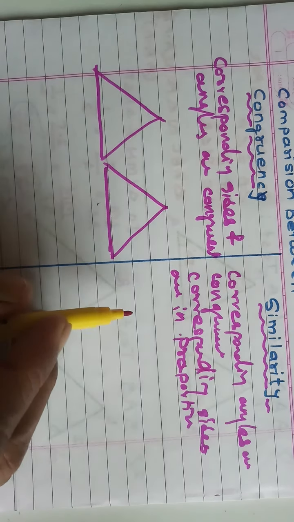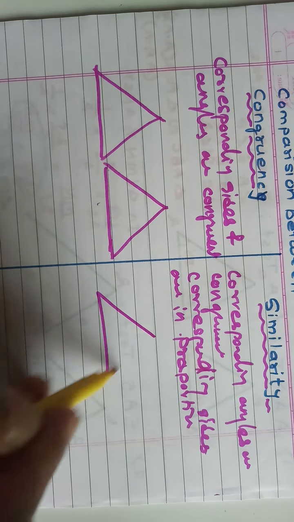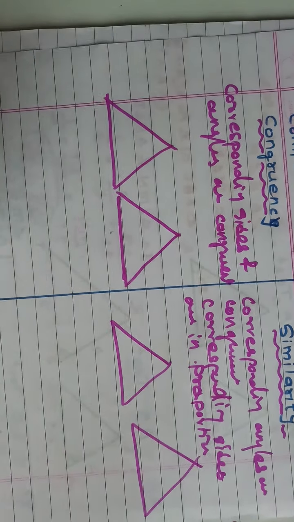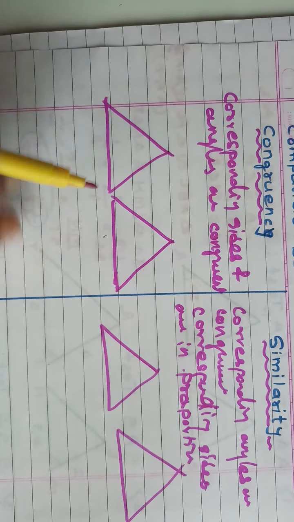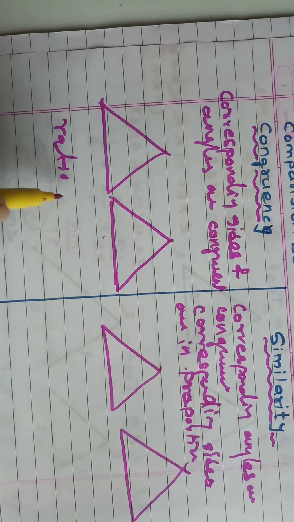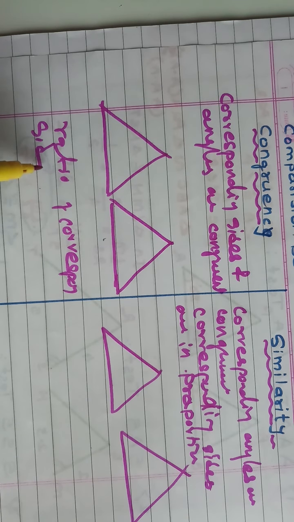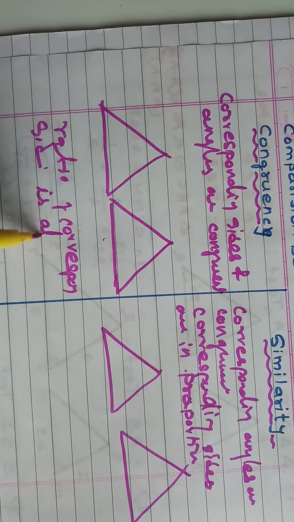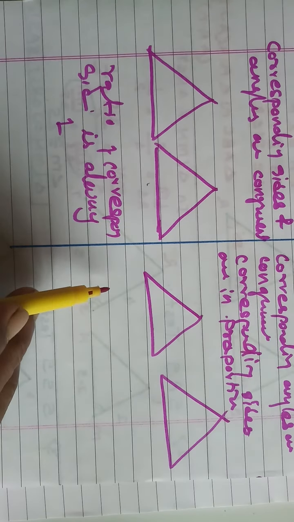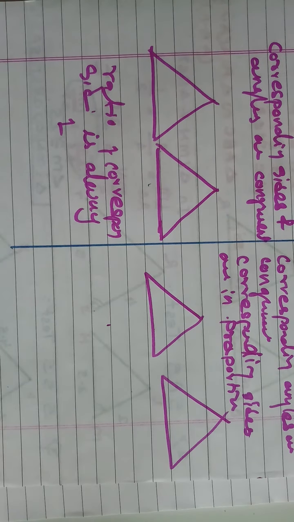But in similarity, it may or may not be possible. Sometimes one triangle is smaller than the other. So in congruency, the ratio of corresponding sides is always 1. Here in similarity, it may or may not be 1. So this is another difference.